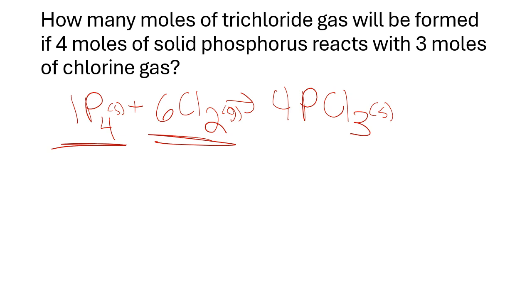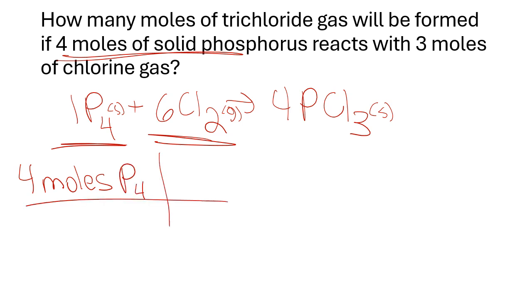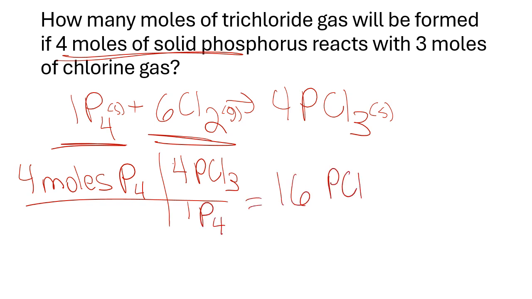So watch what we do here. We have 4 moles of phosphorus. Say we're given that. And we have to determine how many moles of PCl3 are formed. We know that 4 PCl3 is formed for every 1 P4. So that means that 16 moles of PCl3 are formed from the phosphorus that we're given. But yet the reactants are never going to react perfectly.